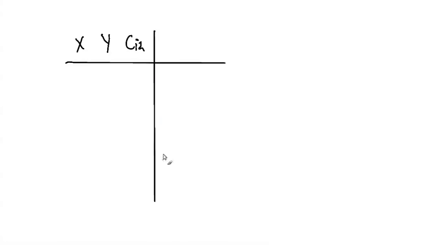So, all right, we'll just say we have our x, we have our y, and we have our carry in. And we're also going to have, over here, our carry out and our sum. Okay. So I'm going to just draw the truth table the traditional way.